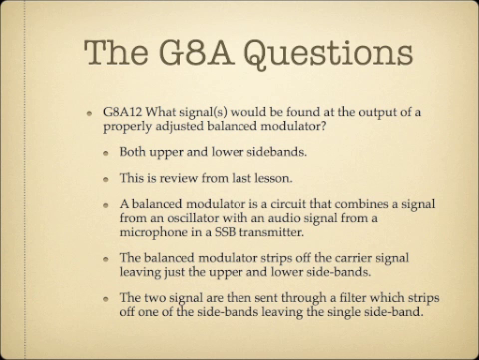Basically, you have three signals, and the balanced modulator will strip off the carrier wave, leaving just the two sidebands. So you have the upper sideband and a lower sideband. And then, throughout the transmitter, the signal will go to a filter, and depending on the type of single sideband transmitter, it'll strip off either the upper or lower sideband, leaving you with just a single sideband signal.